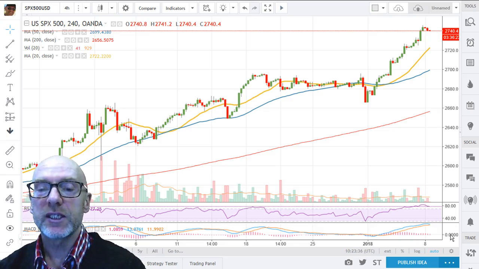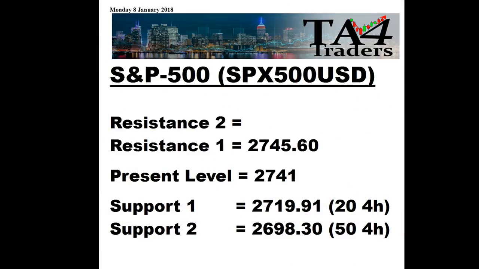Looking at the support and resistance levels on the S&P, all-time high 2745.6 is a resistance, with supports coming in at the 20 of the 4-hour, 2719.91, and then the 50 of the 4-hour, 2698.3.